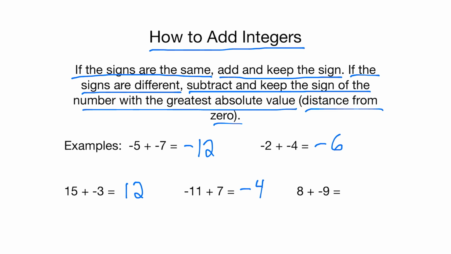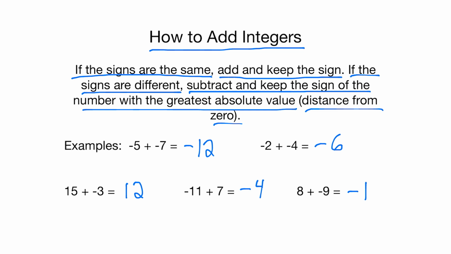And lastly, on the examples, is 8 plus -9. Okay, we have one positive, one negative. The -9 is farther from 0 than 8 is. So we know our answer is going to be negative. And 9 minus 8 is 1. So 8 plus -9 equals -1.